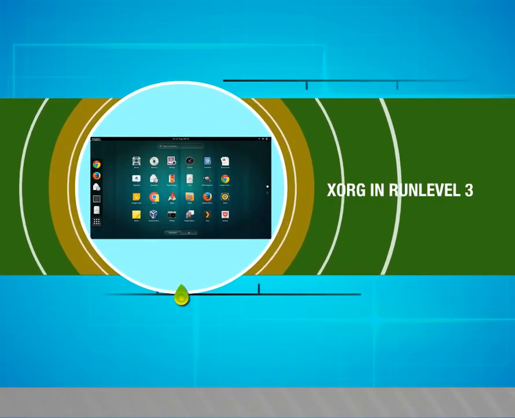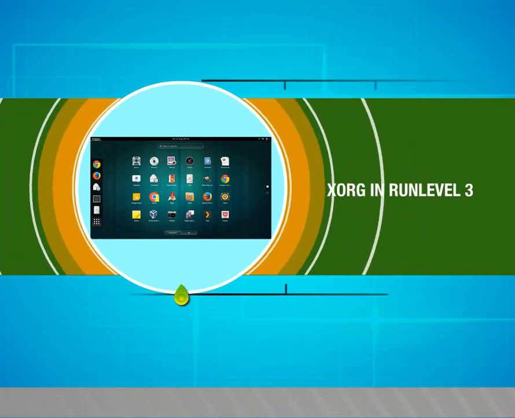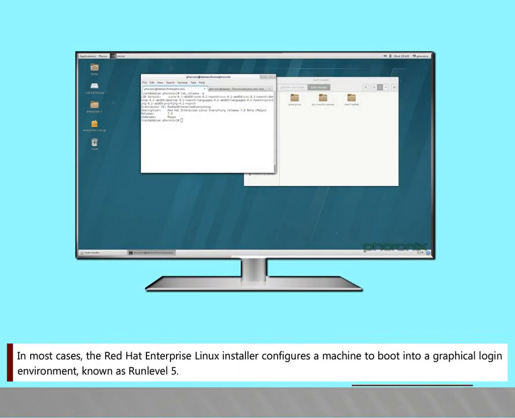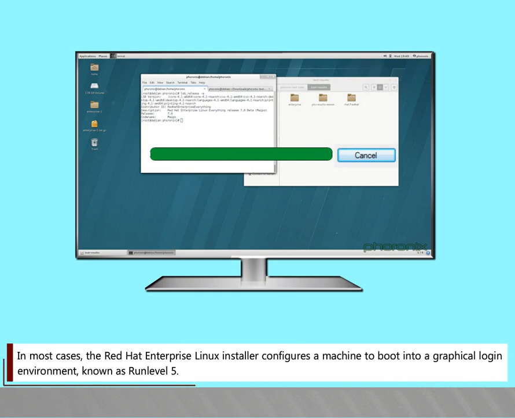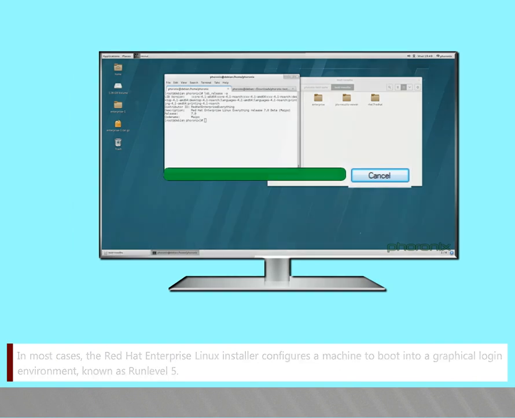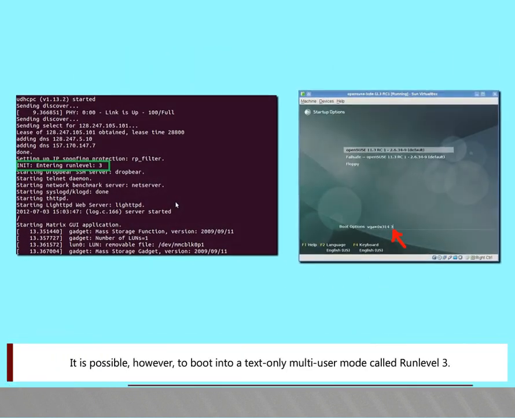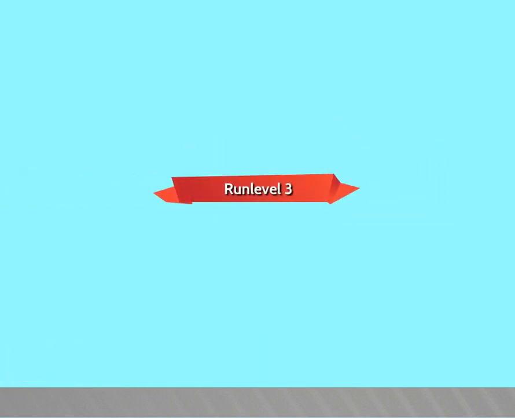XORG in Runlevel 3. In this video, we are going to see about XORG in Runlevel 3. In most cases, the Red Hat Enterprise Linux installer configures a machine to boot into a graphical login environment known as Runlevel 5. It is possible, however, to boot into a text-only multi-user mode called Runlevel 3.